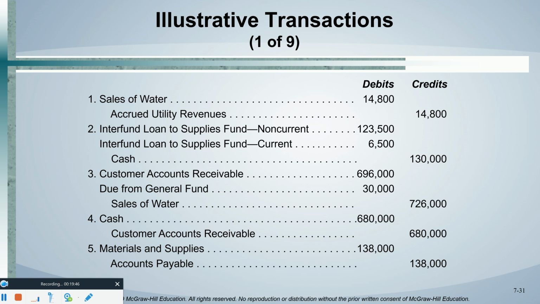Journal entry 2, if you remember from our studies a few moments ago with the internal service fund, the water enterprise fund actually lent money to the supplies fund. So what we're going to see here is the interfund loans receivable, broken down between the current piece and the long-term piece, and the credit goes to cash.